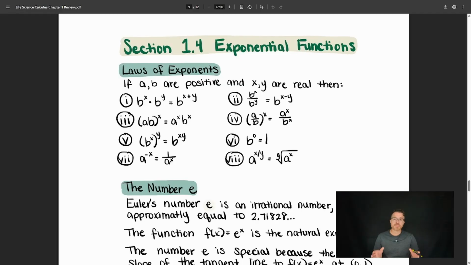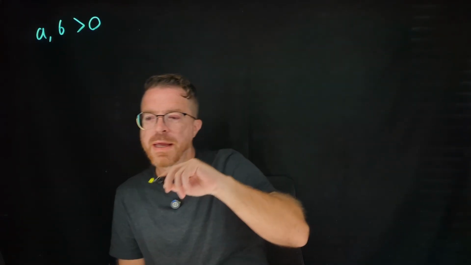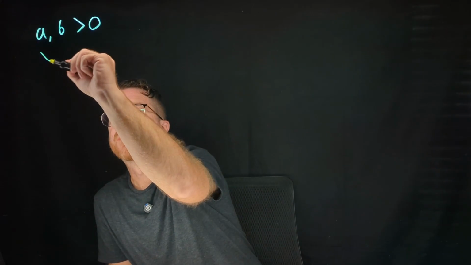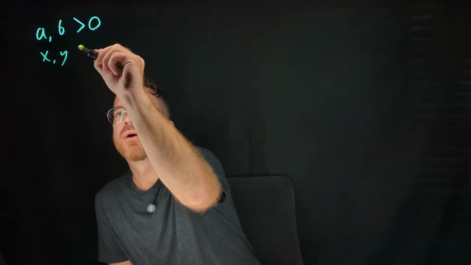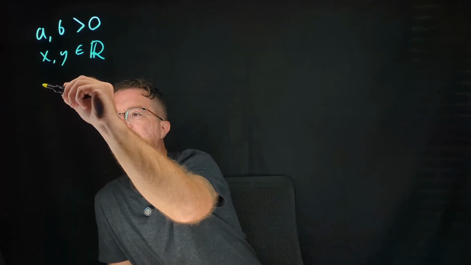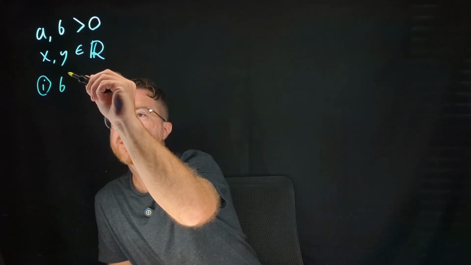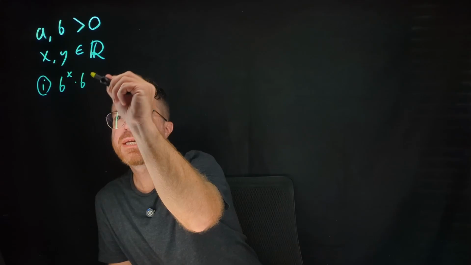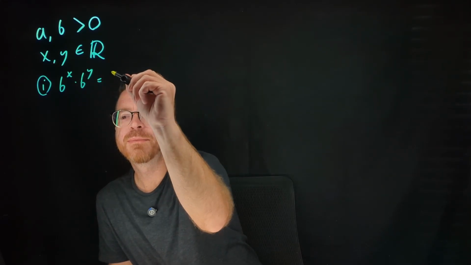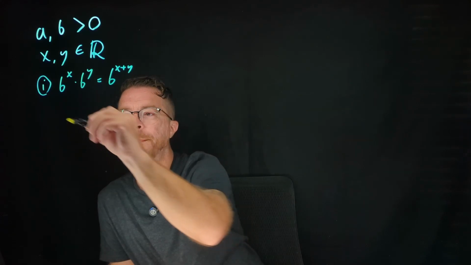Next, we're going to talk about exponents, which we're going to be using a lot in this course. So let's say that we have a and b, and they are positive, and x and y are real numbers. So x and y are part of the real number set. The first rule that we have is that if we have b to the x times b to the y, this is going to be equal to b to the x plus y.